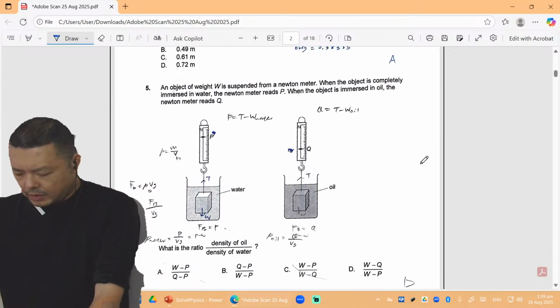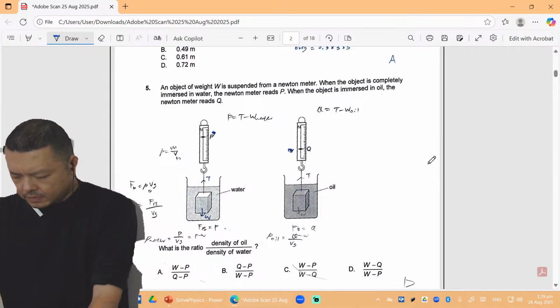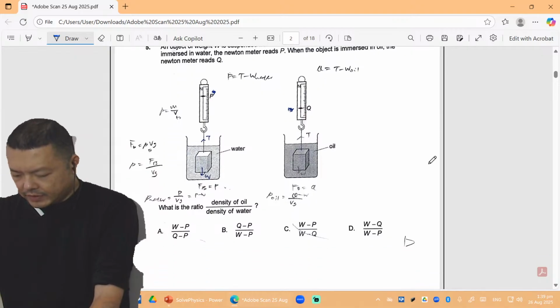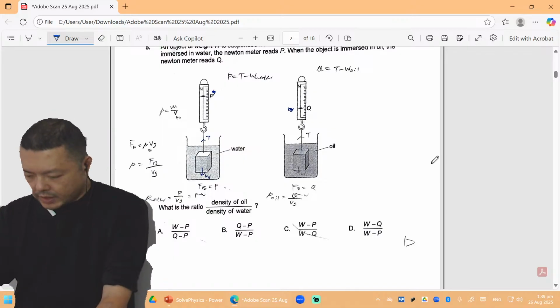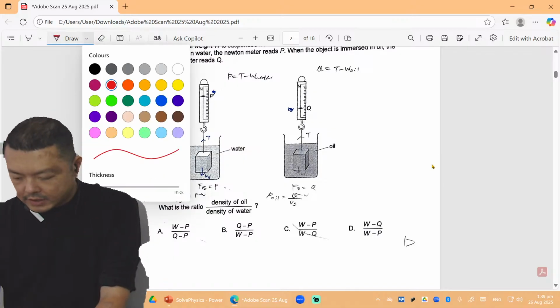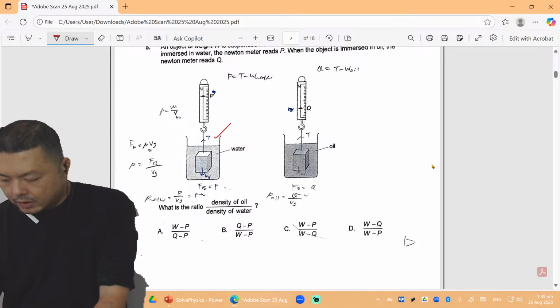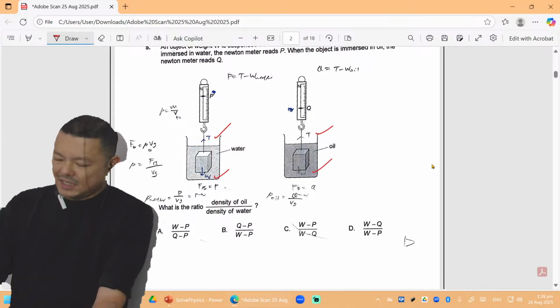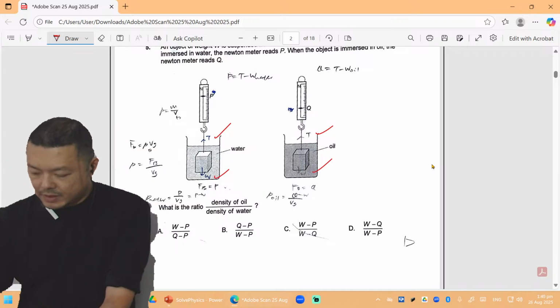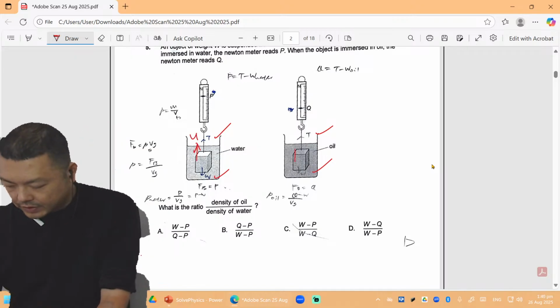But this one though, wow. What's the density of oil versus the density of water? Damn. Okay. So whoever was doing the workings here, I think one of the things I want to comment on is, yes, the forces, but we're missing one force. You're missing the upthrust force, right? The upthrust. Okay.